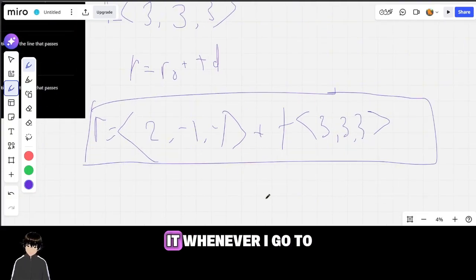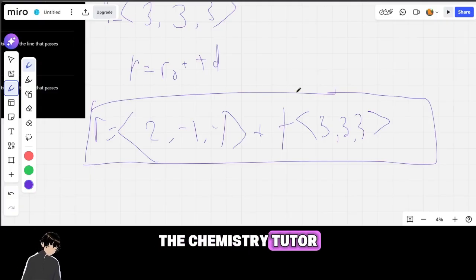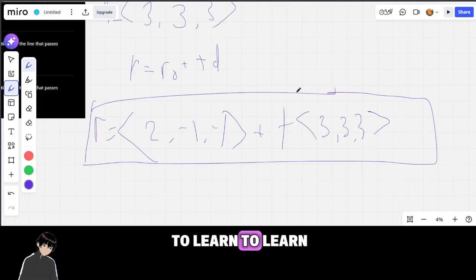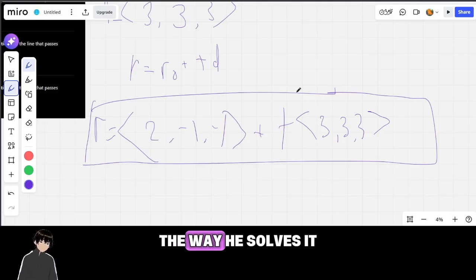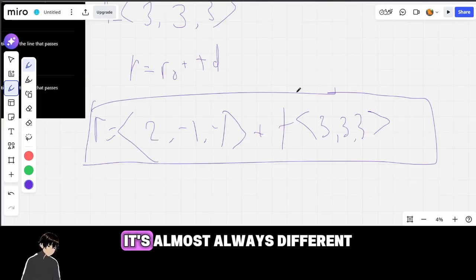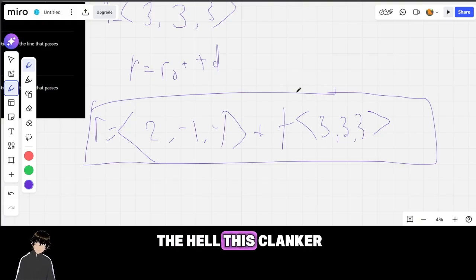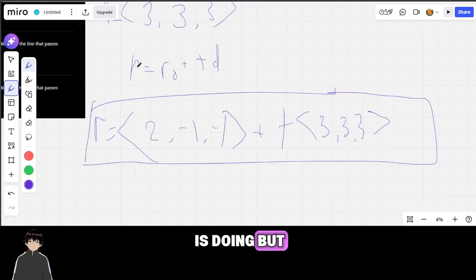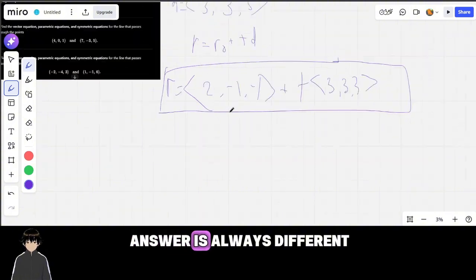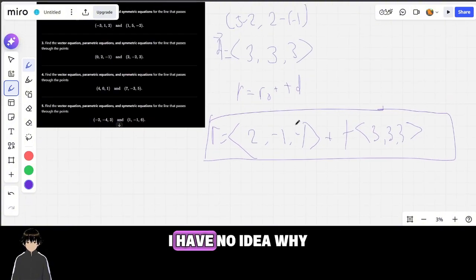I really don't get it. Whenever I go to a chemistry tutor to learn some math, the way he solves it is almost always different from ChatGPT. Because ChatGPT, I don't know what the hell this clanker is doing, but the answer is always different. I have no idea why.